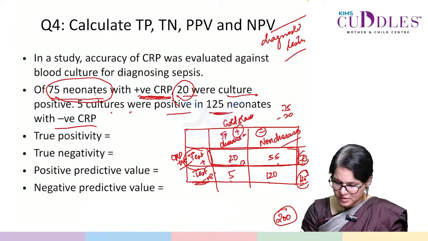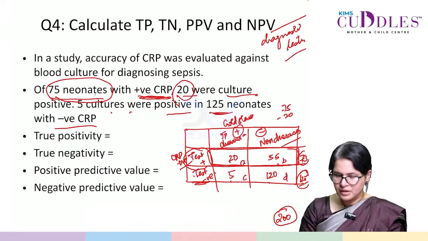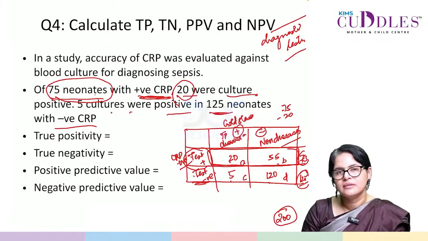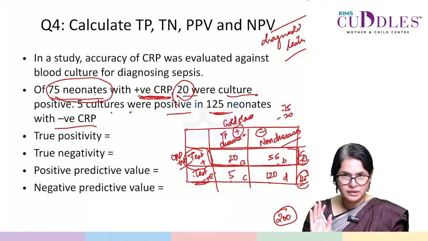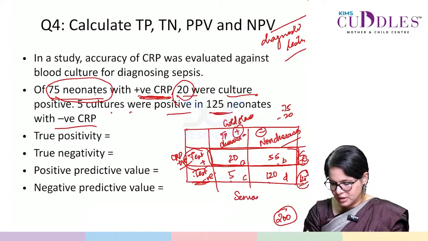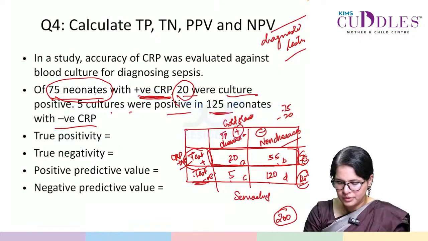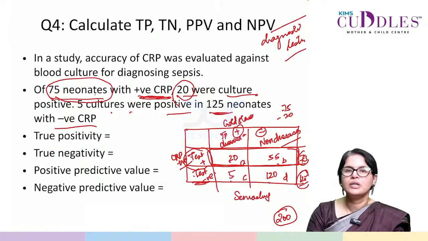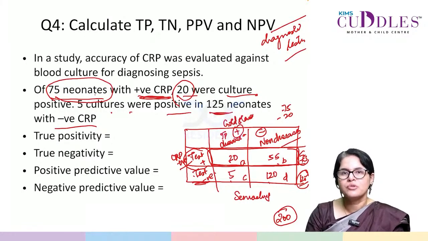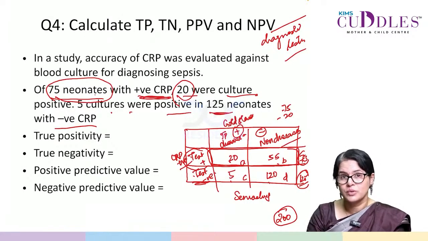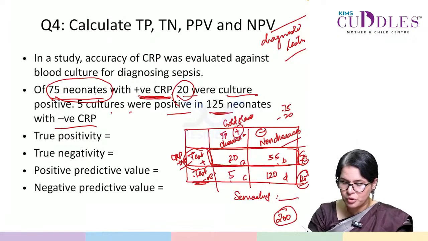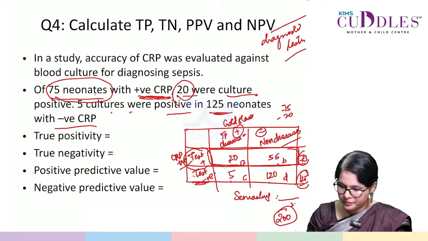So this is A, this is B, this is C and D. If you get the 2 by 2 table right, then most of your problem is solved. The rest of it is only calculation of the individual parameters. So say sensitivity. Sensitivity is defined as the number of individuals who tested positive for CRP among the diseased individuals. So the denominator will be total diseased, true positive, which is 25, and among which how many were CRP positive? 20. So 20 out of 25 is 80%.